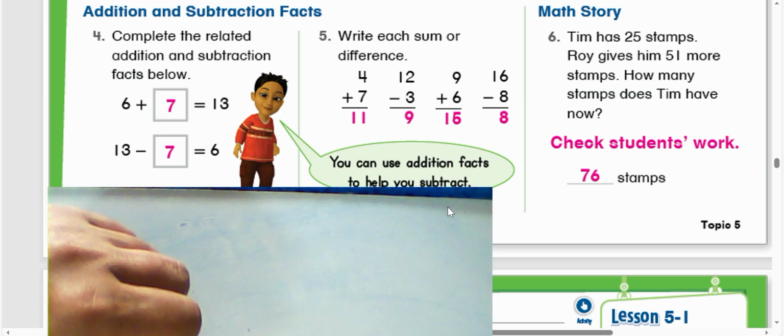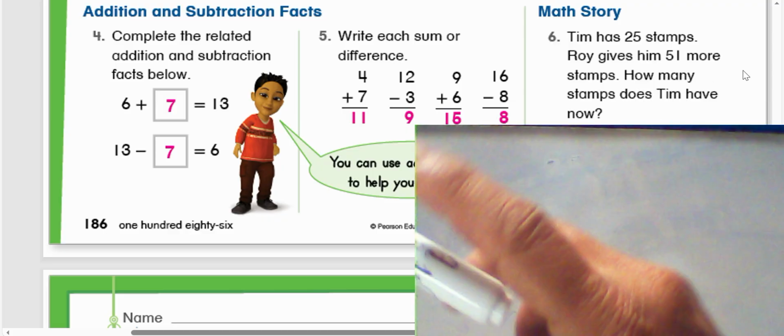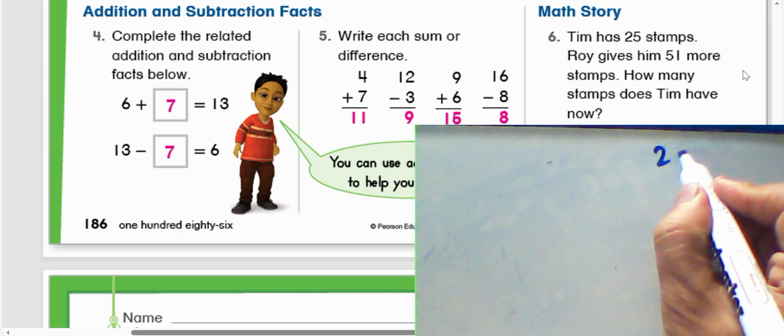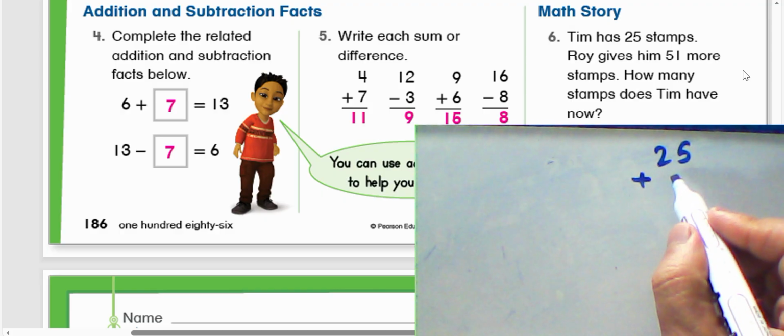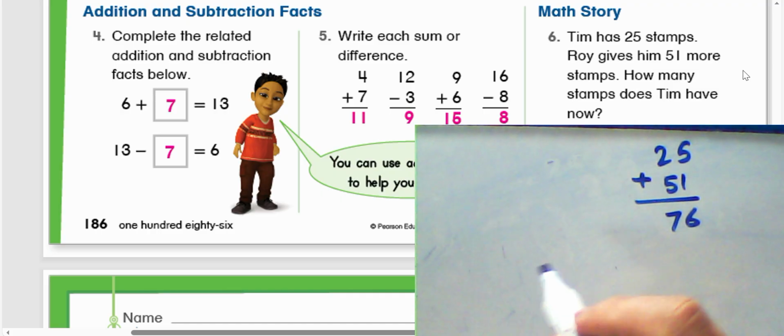Number 8. Tim has 25 stamps. Roy gives him 51 more stamps. How many stamps does Tim have now? We can add together 25 to 51. 5 plus 1 equals 6 and 5 plus 2 is 7. Then the total answer will be 76.